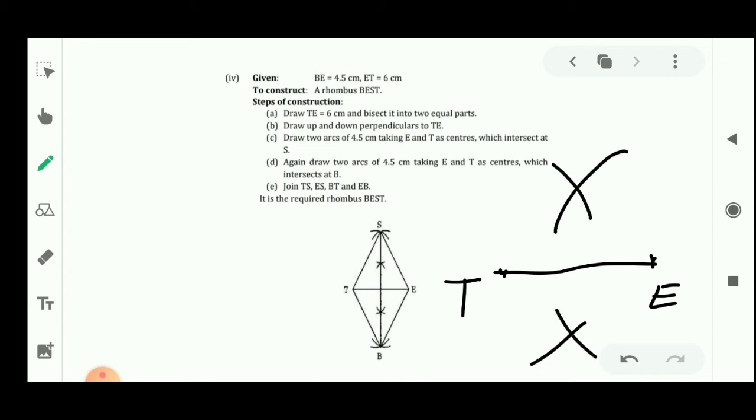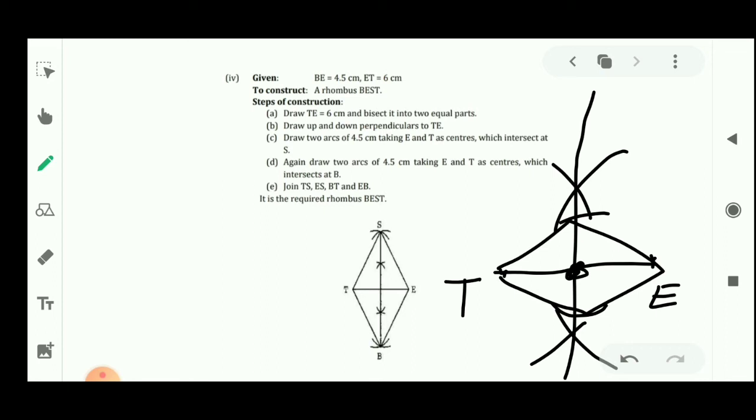With the compass you have to bisect the line TE like this, and then you have to draw two arcs, that is 4.5 centimeter. From here you have to cut the point 4.5 centimeter from here with the ruler and compass like this, and then these 2 points you have to join like this.